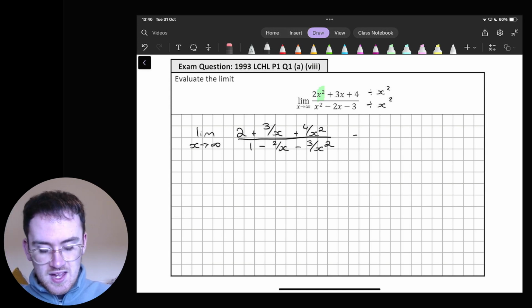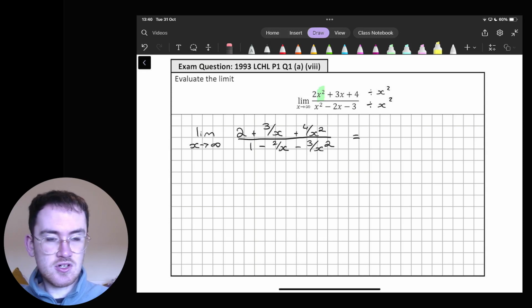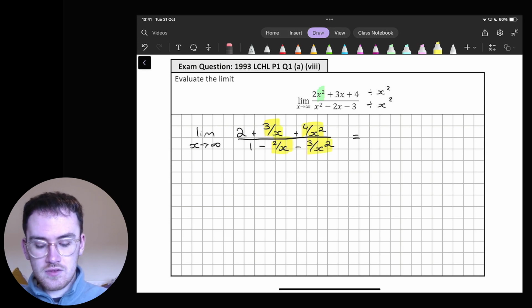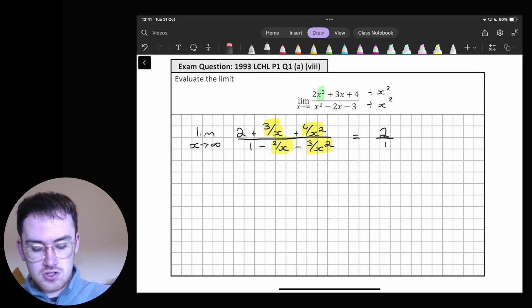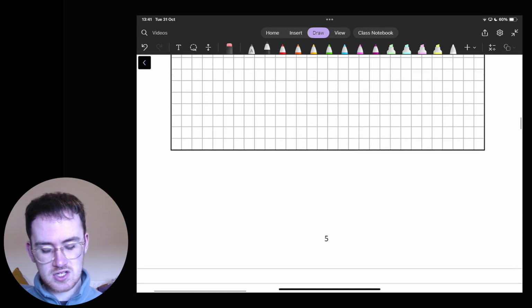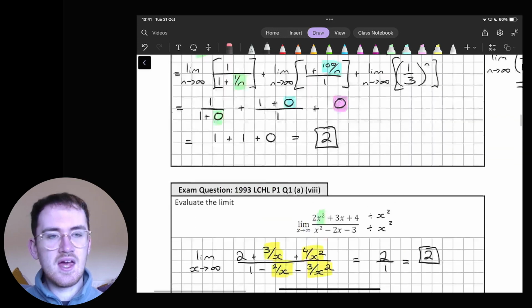So now that we've evaluated that, we can see, similar to the last questions, and this is always why we divide by the variable, every time a variable appears now, it is on the bottom of the fraction, which means that all of those fractions will tend towards 0. So we end up having just 2 over 1, which of course is just 2. Okay, so each of those yellow parts there that I've highlighted, they will all tend towards 0 if I evaluate that limit, and I just end up with a result of 2. So actually the same as the last question.